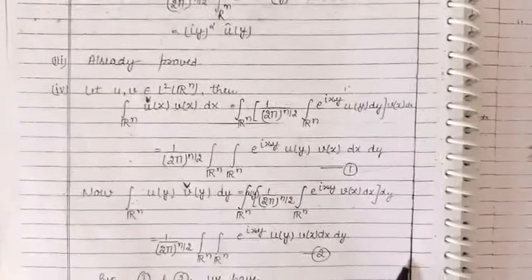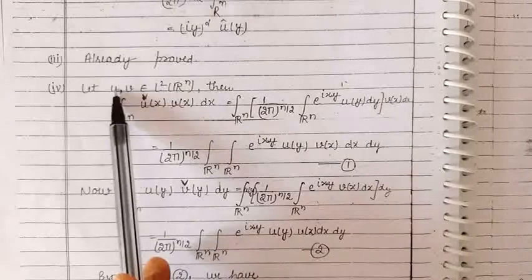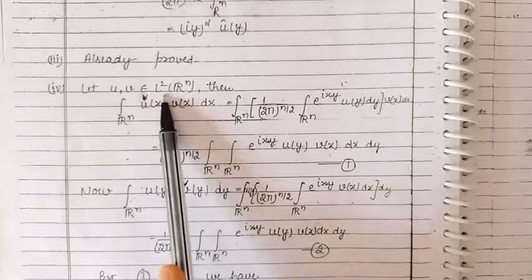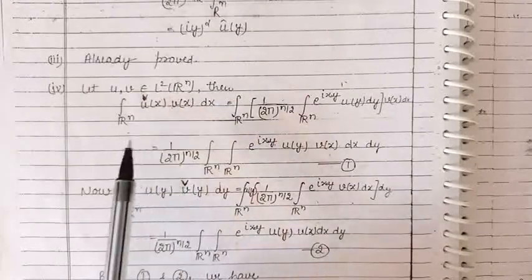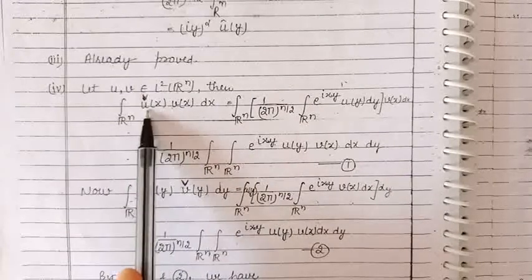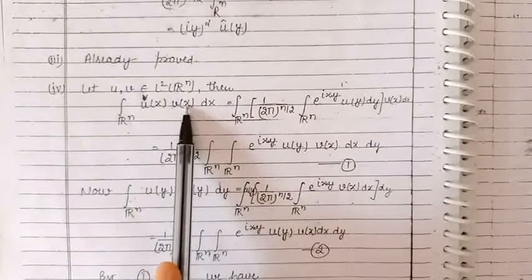Third property we had already proved, and the last property is to prove that the inverse Fourier transform applied to the Fourier transform of function u is u. So let us take u and v belonging to the function space L2 Rn. Now let us consider the integral over Rn of the product of the inverse Fourier transform of u with v.